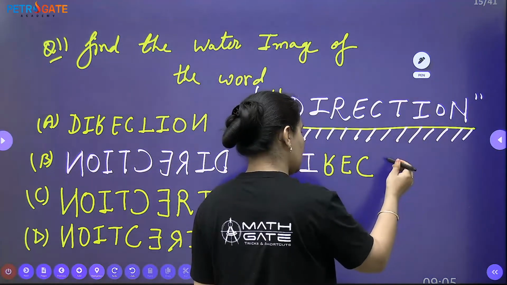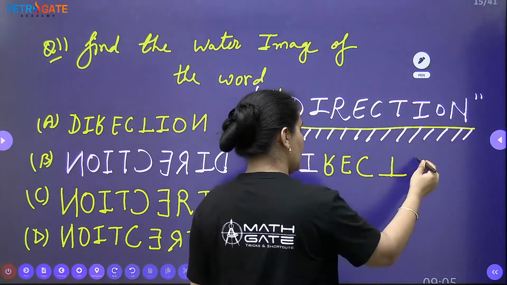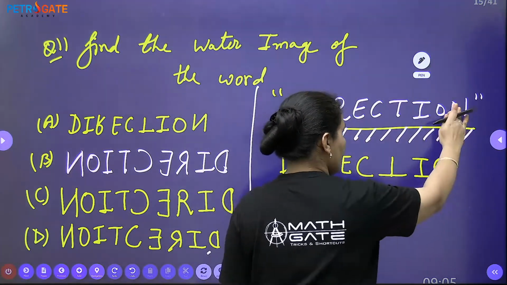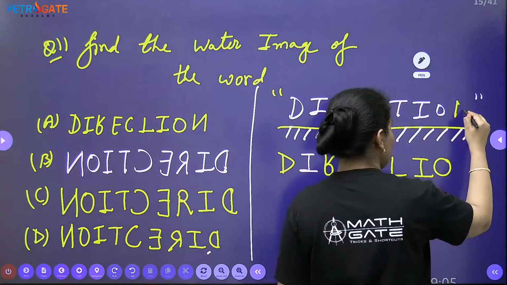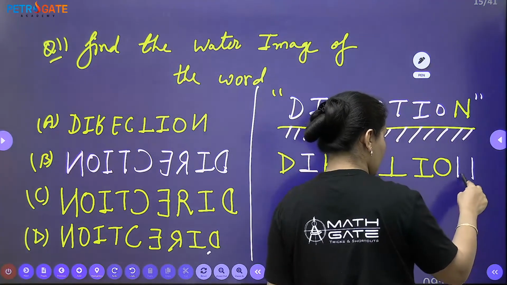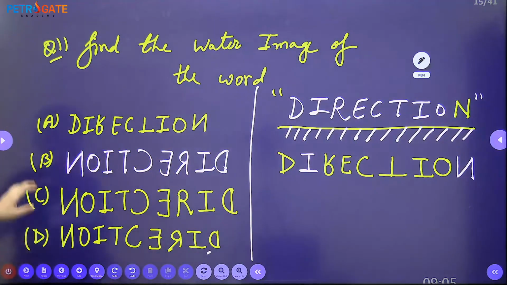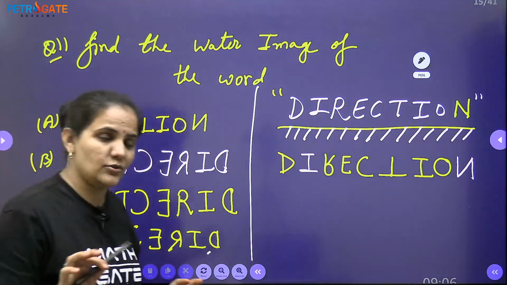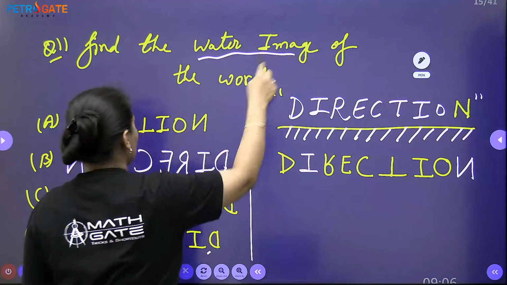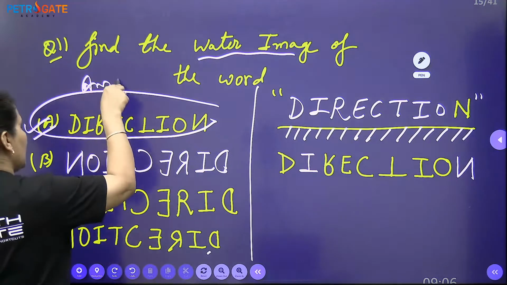Now the T will become changed. Definitely the upper portion will be like this, the lower portion will be like this. When we go for the I, yes, I will be same. When we go for the O, it will be same. Here when we go for the N, it is definitely changed. So it will be like this. Is it clear? So this will be the water image of the given word direction. Hence the right answer is option number A, my dear students.